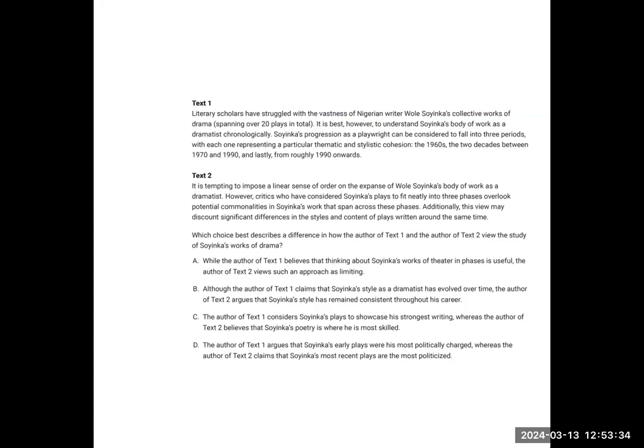Step one on a multiple text question is to read the prompt. And here, the prompt is asking us to look for a difference in how text one and text two view this person's works. Step two is to go ahead and read each one.